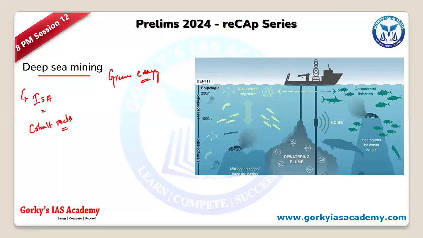On the sea floor, what type of deposits do you have? Remember, you have sulfide deposits. And these sulfide deposits are also one of the targets, similar to cobalt rocks. So these are basic things. And what are plumes? I think in mains they have asked about plumes once.